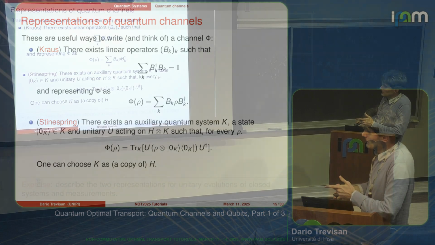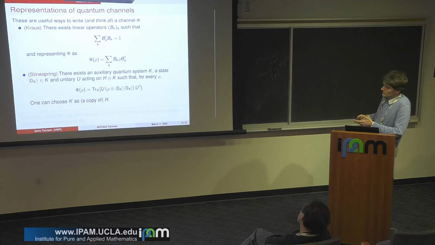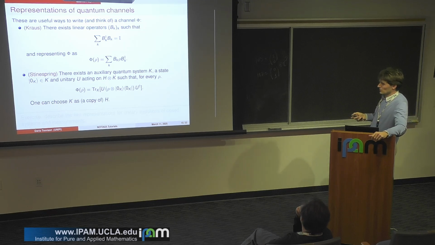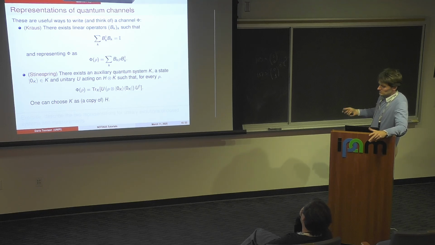Actually, you can always take K to be an independent copy of H. So if H has dimension D, you don't need a maximization over an abstract set of quantum systems K; you just need to take a system of dimension D, as much as the original dimension.